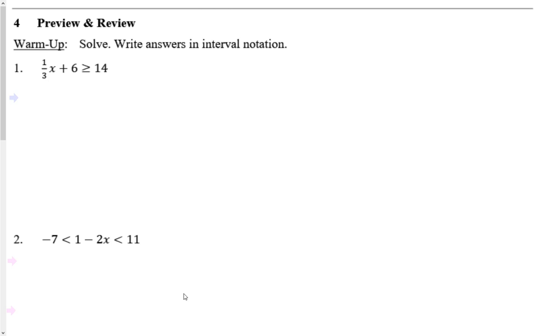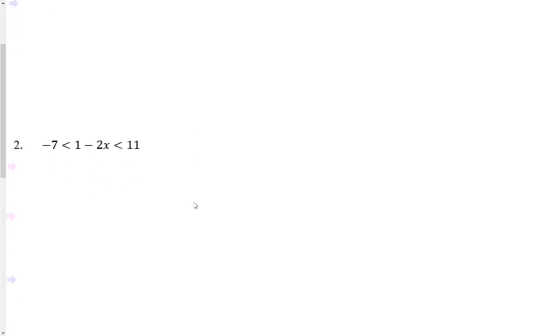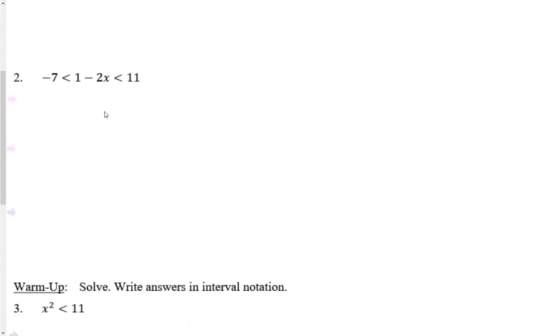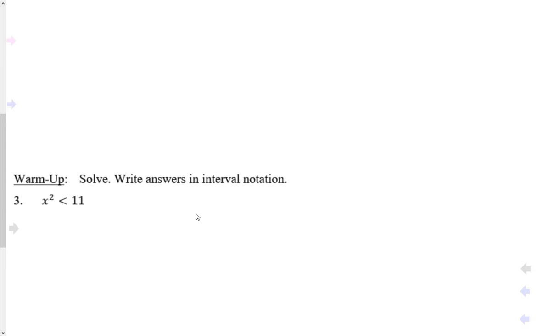So in this lesson, what we are going to be doing is looking at solving inequalities. As you look at this first page in your notes, there are three warm-up questions here for you to do. The first two where you're solving these linear inequalities. Number two is a compound inequality, but I think you can figure it out. Number three, a quadratic inequality.